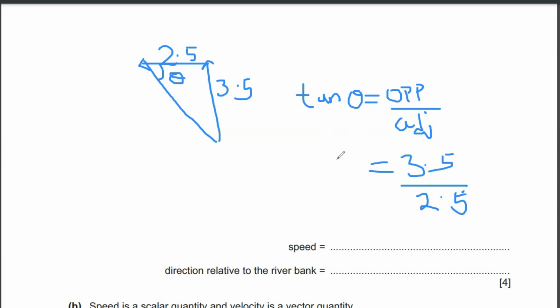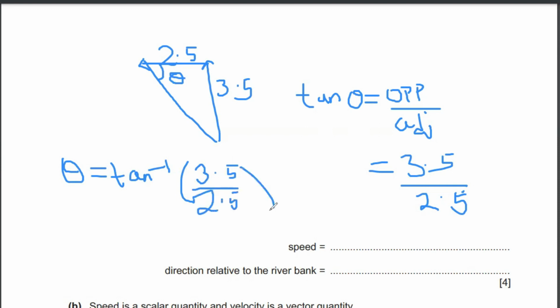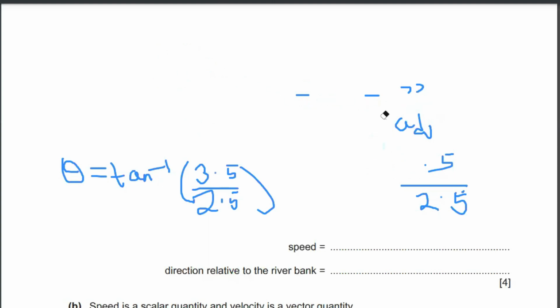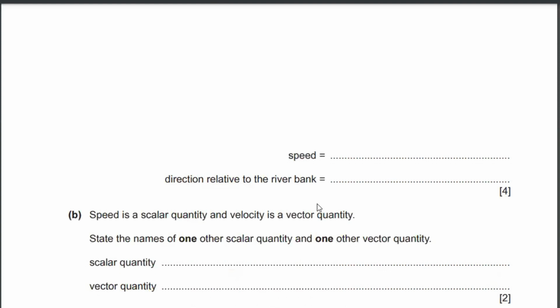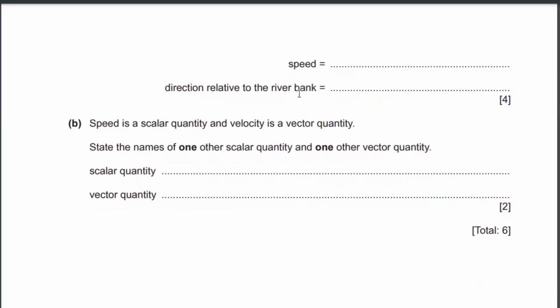Now we want to find theta. You will have to rearrange this formula for theta: theta equals tan inverse of 3.5 divided by 2.5. If you plug this into the calculator, we will get the angle to be about 54 or 55 degrees relative to the bank. So the speed of the boat comes out to be 4.3 meters per second and the direction comes out to be about 54 or 55 degrees relative to the river bank.